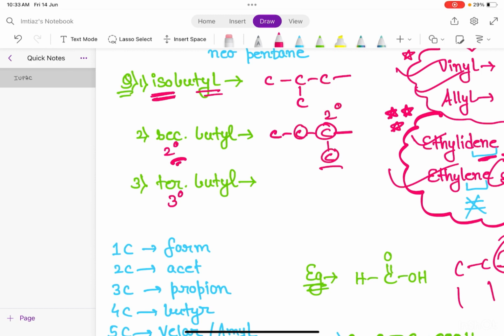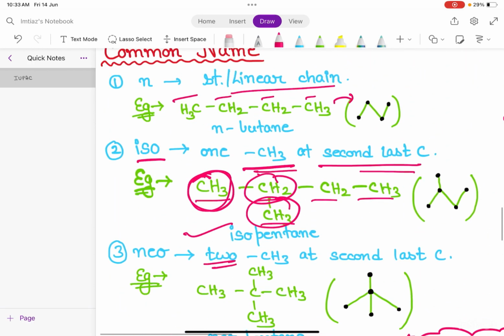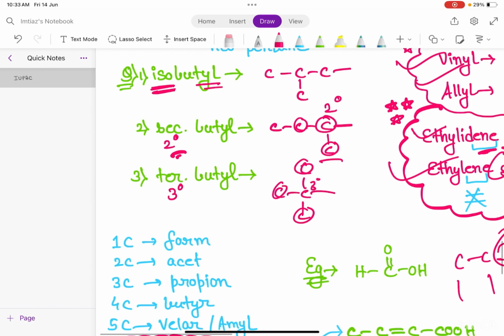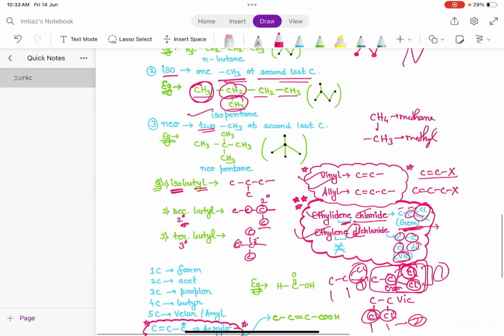Similarly, tertiary butyl is 3 degree. So just take the other 1 carbon and write it over here. Okay, 1 2 3, and you will get the answer. Like that you can write secondary butyl, tertiary butyl, anything. I hope that is clear. 2 degree and 3 degree, secondary butyl, tertiary butyl. Just remember these names: n, iso, neo, and secondary, tertiary. That will be enough for your common names.